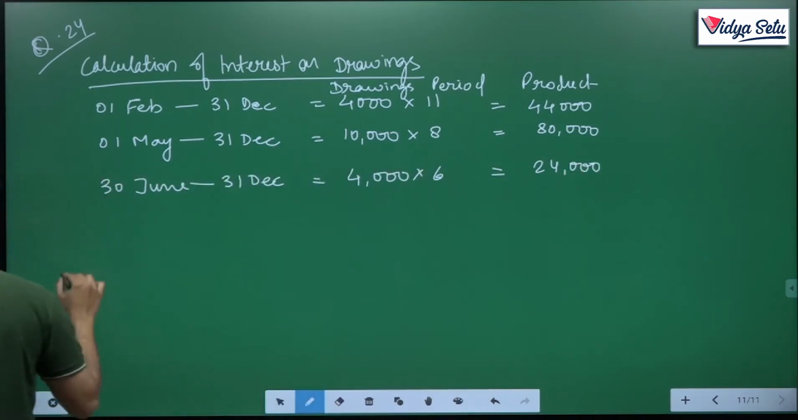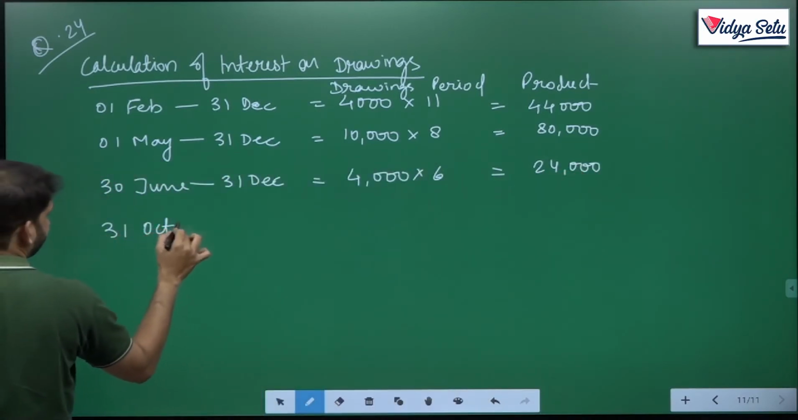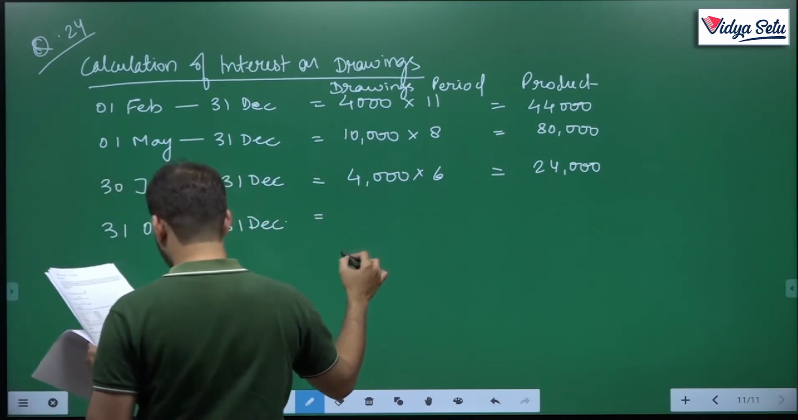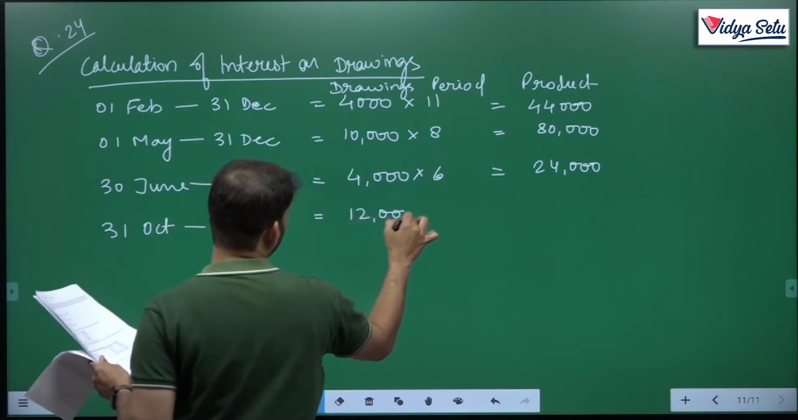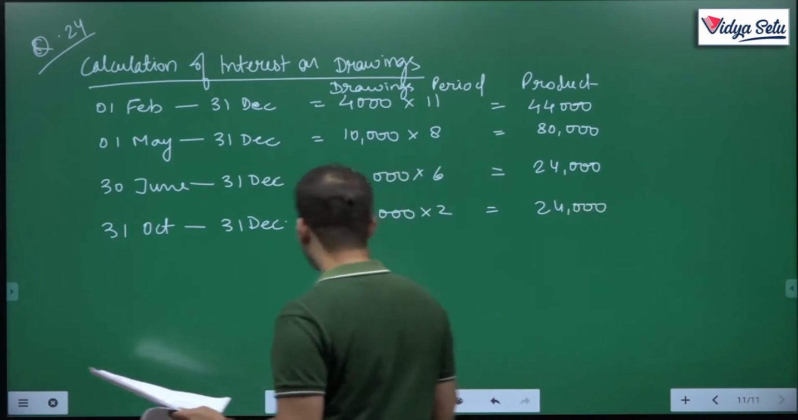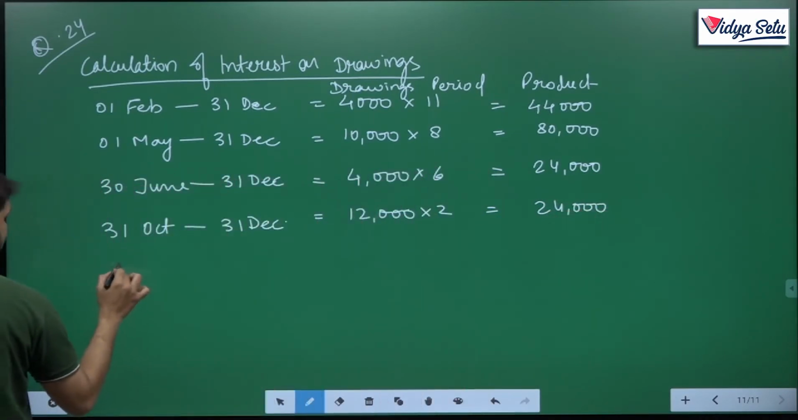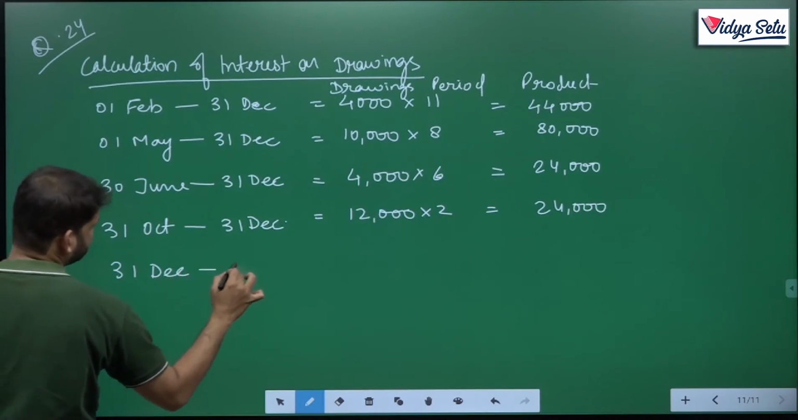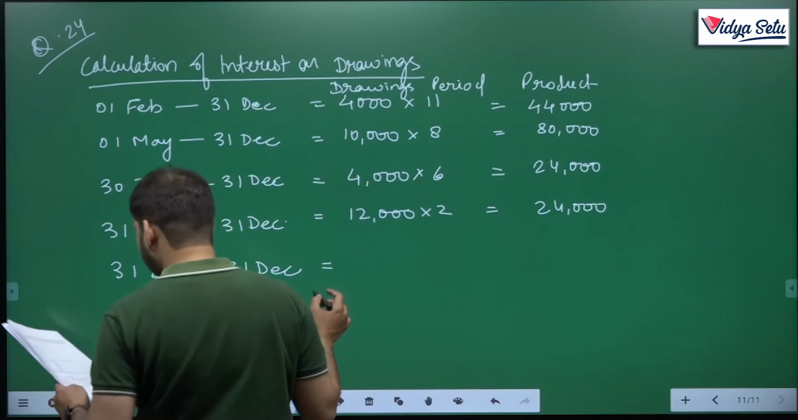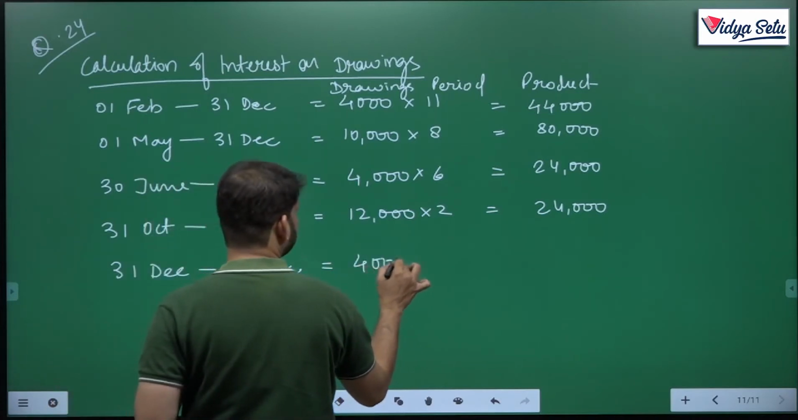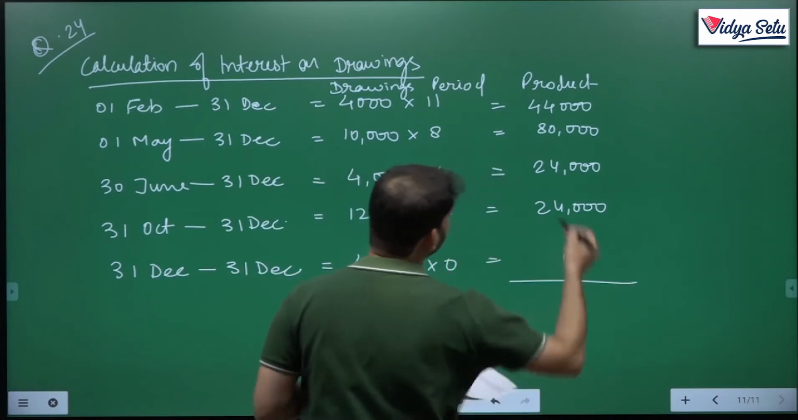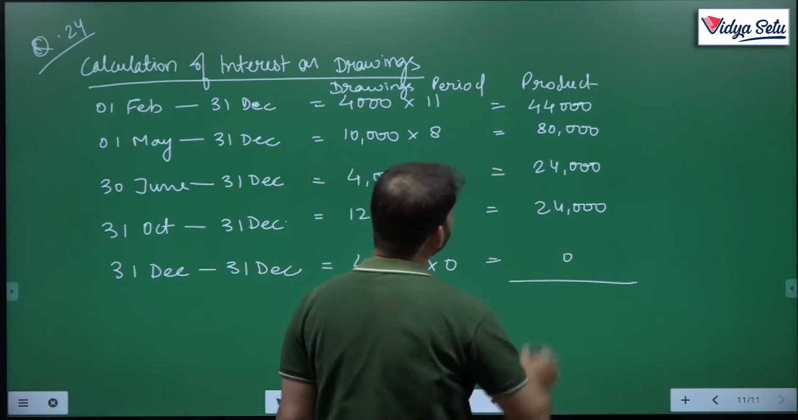He withdrew on 31st October and till 31st December he used this money. He withdrew rupees 12,000 which he used for 2 months. And the last one he withdrew on 31 December which he used till 31 December. So, it becomes 0. He withdrew 4,000 multiplied by 0 months he used. So, it becomes 0.